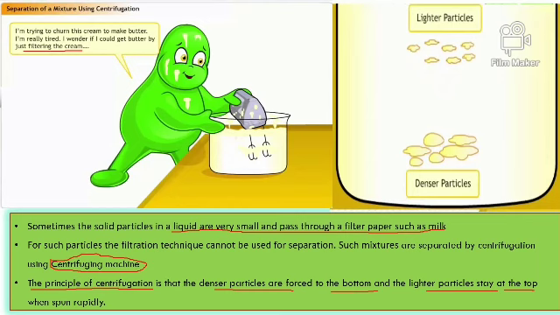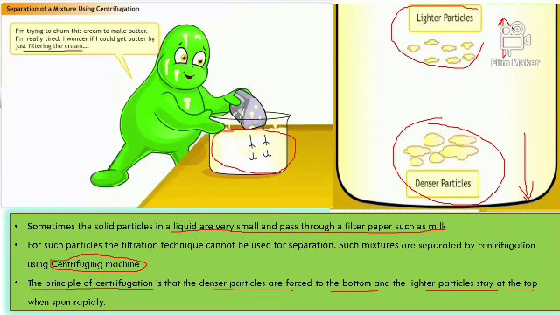So what happens in centrifugation? Solution को rapidly spin किया जाता है. So by spinning, what happens? The denser particle will be settled at the bottom in the mixture, while the lighter particles will be left above or at the top of the mixture, which can be separated further.